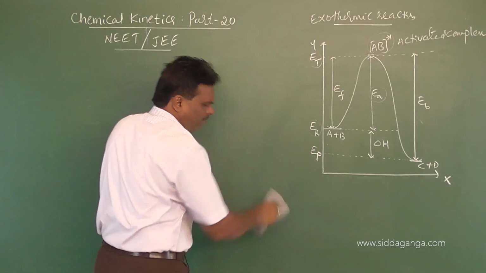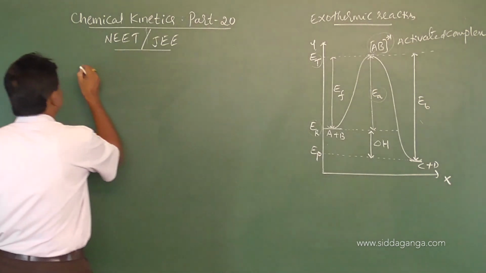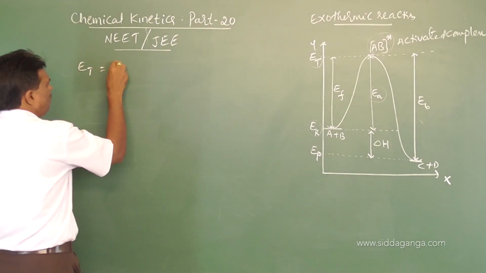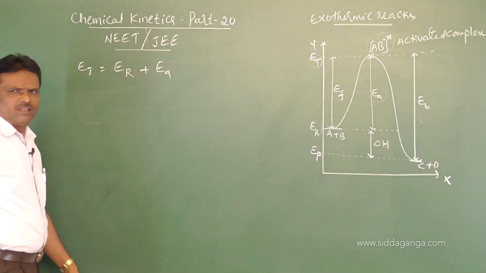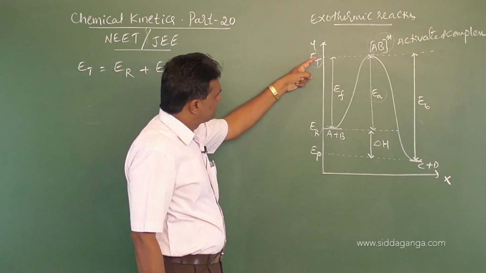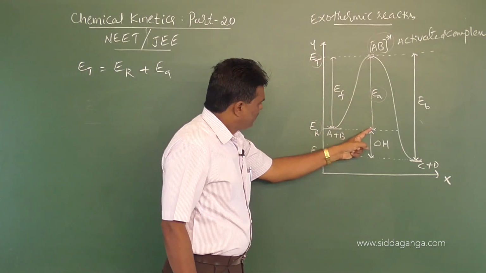So in this diagram, the first point is ET is equal to ER plus EA. Is it clear? Observe, the threshold energy is equal to EA plus ER.